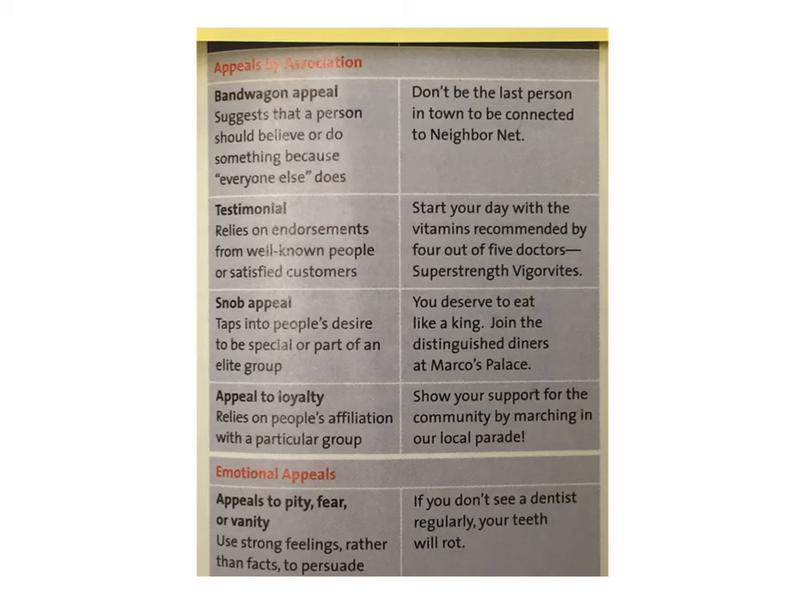Appeals to loyalty relies on people's affiliation with a particular group. So that goes back to Proactive, where it says we support our troops or thank the troops for what they've done for us. So loyalty: show your support for the community by marching in our local parade. And emotional appeals to pity, fear, or vanity use strong feelings rather than facts to persuade. If you don't see a dentist regularly, your teeth will rot. We also saw a fear ad with Proactive and with the Crest White Strips as well.